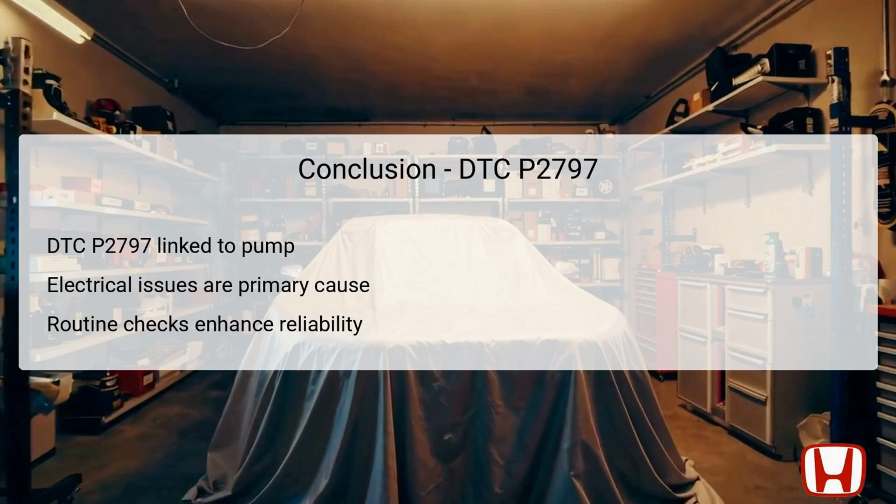Regular preventive maintenance checks on electrical systems are crucial to prevent future occurrences of DTC P2797. Ultimately, understanding the intricacies of this code and its implications helps vehicle owners maintain their vehicle's performance and reliability while minimizing unexpected repair costs.